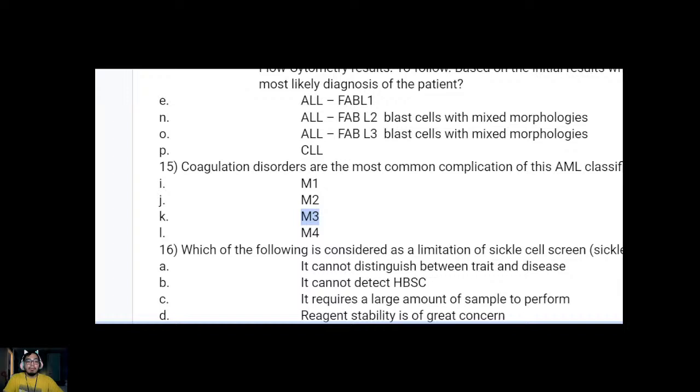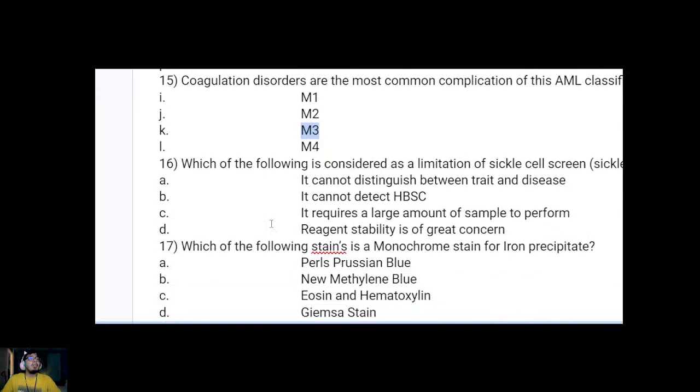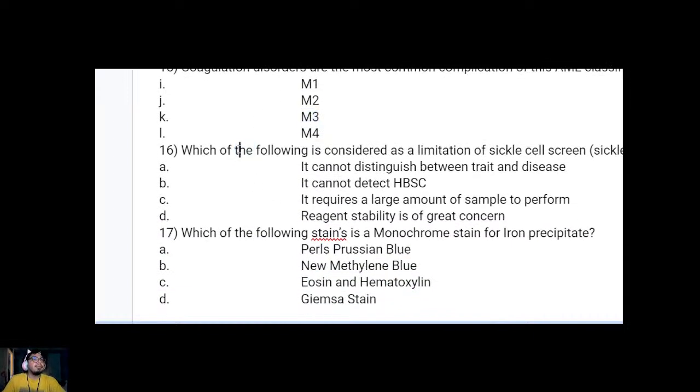Leukemia. AML3 is... Balikan natin pag naalala ko. Balik tayo dito. Punta tayo dito. Nawala yung listahan ko eh.